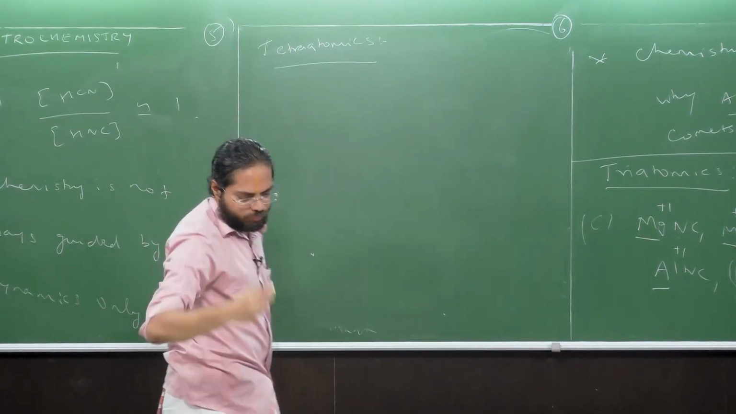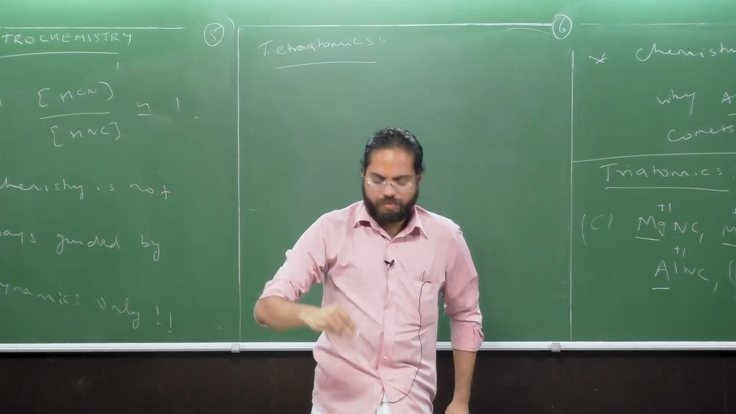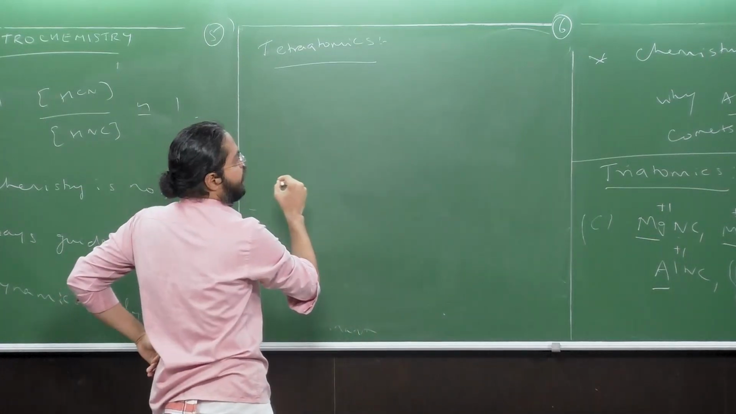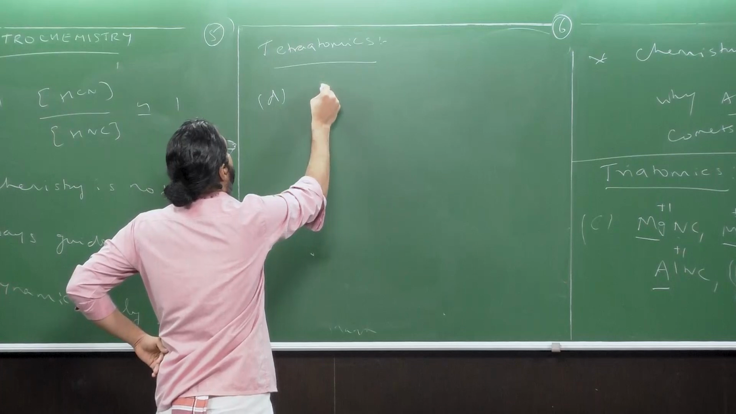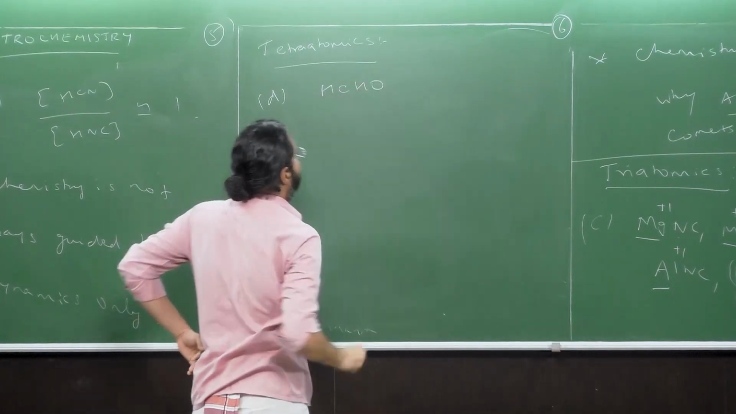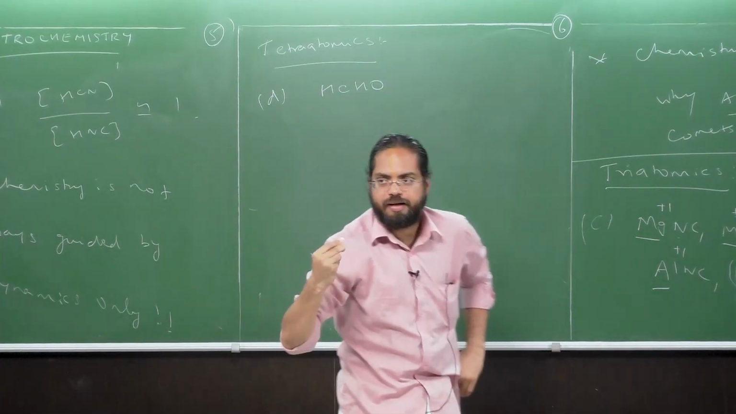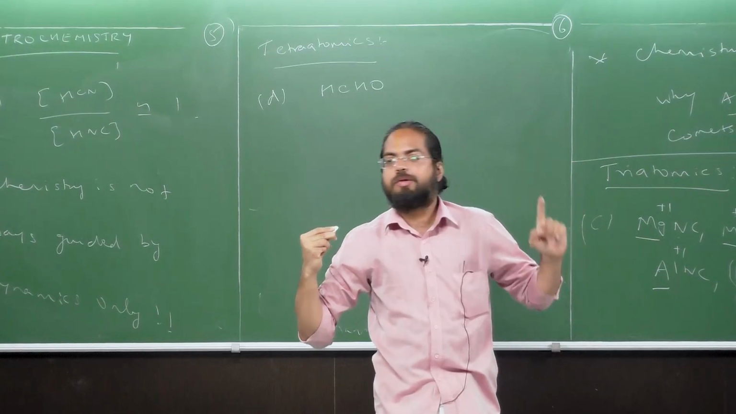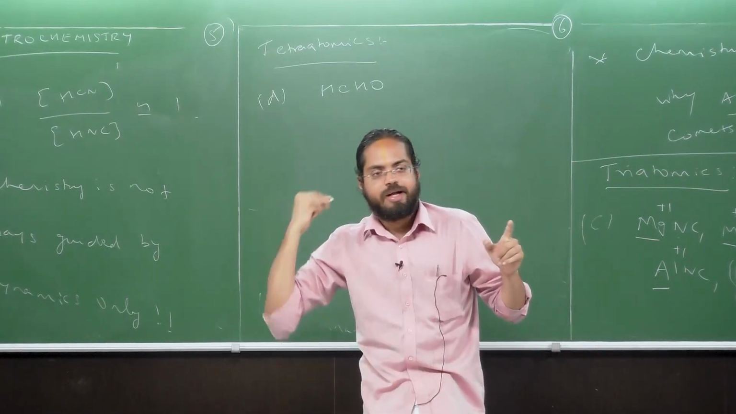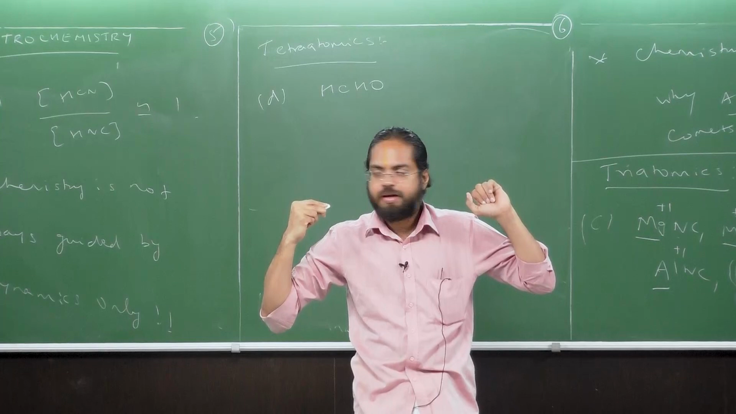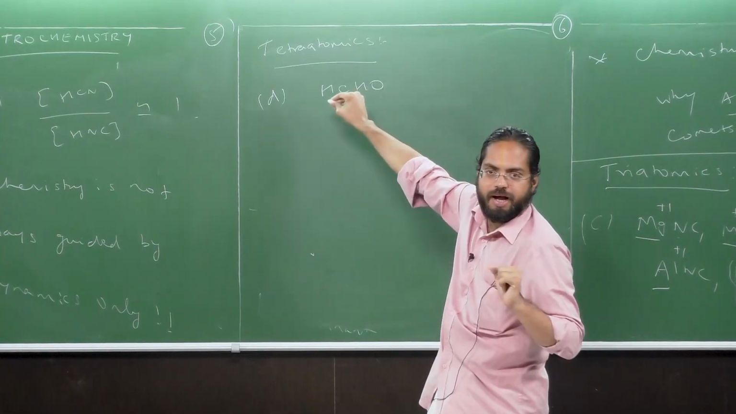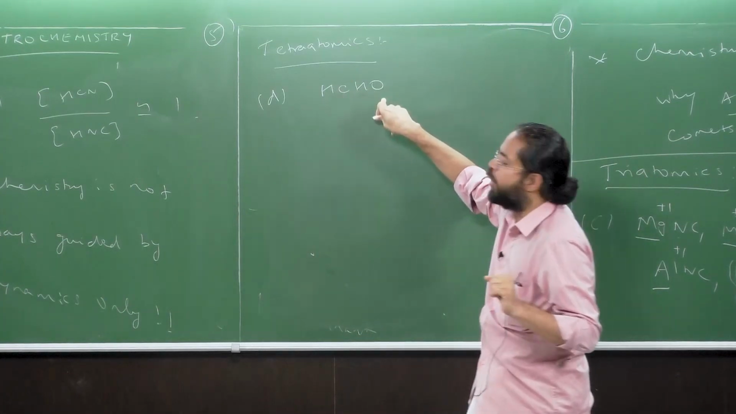What are some examples of tetraatomics? Well, for example, you can have HCHO. What is this? Formaldehyde. And didn't we start this course with formaldehyde itself in the first 1 or 2 lectures? What is the implication of formaldehyde? It contains C, H and O.